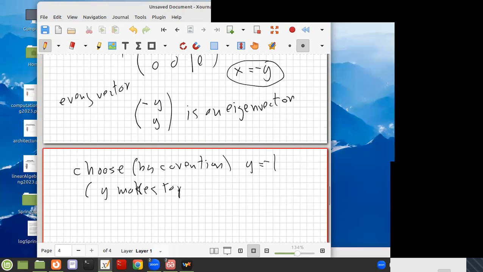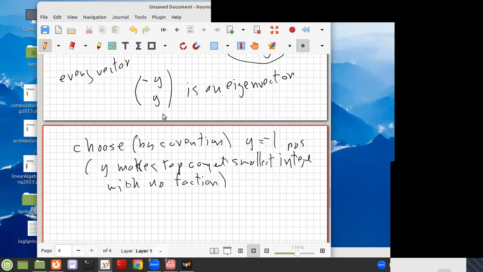Y makes the top component the smallest positive integer with no fraction. This is just a convenience. Because then our representative eigenvector is (1, minus 1). So this is V1. We're going to say V1 equals this.